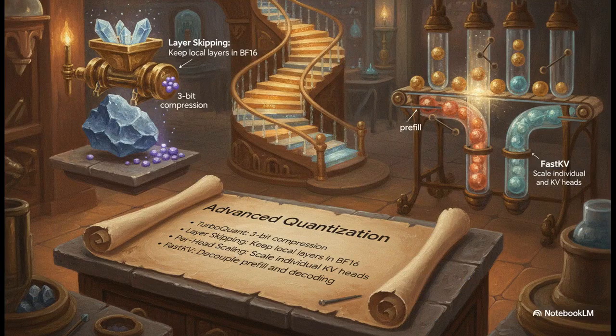And these shrinking spells are only getting more advanced. DeepMind recently introduced Turboquant. This technique compresses the cache down to an unbelievable 3 bits with almost zero accuracy loss, using some really complex mathematical transformations to smooth out data outliers. Meanwhile, modern serving engines are using tricks like layer skipping, where you keep the highly sensitive local layers in full 16-bit precision but quantize the rest, and fast KV, which completely decouples the tokens you process during the prefill phase from the ones you actually retain in memory during decoding. It's wild how much efficiency we're squeezing out of this.